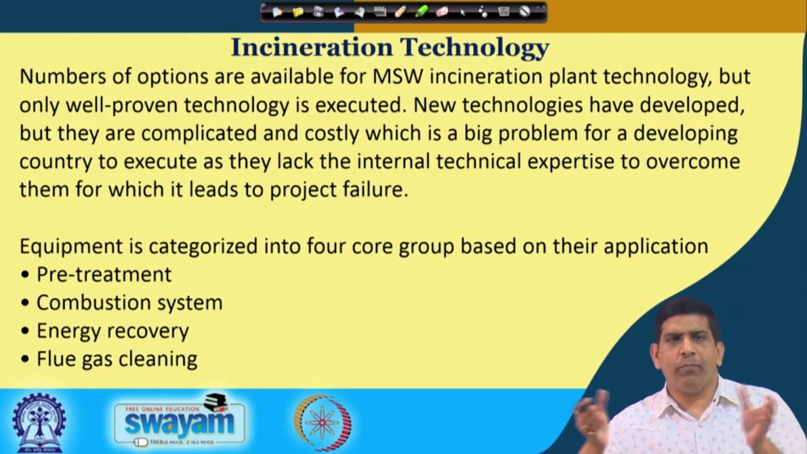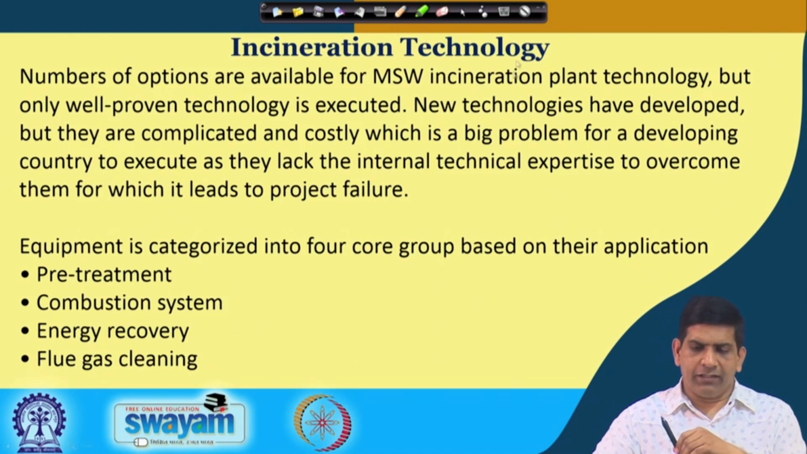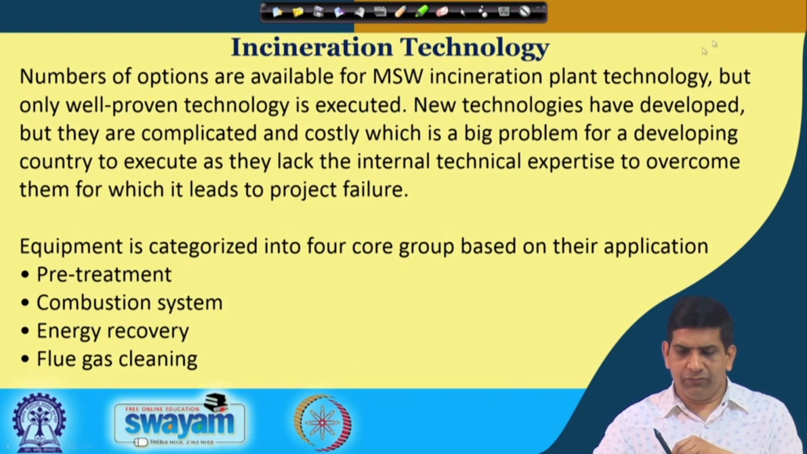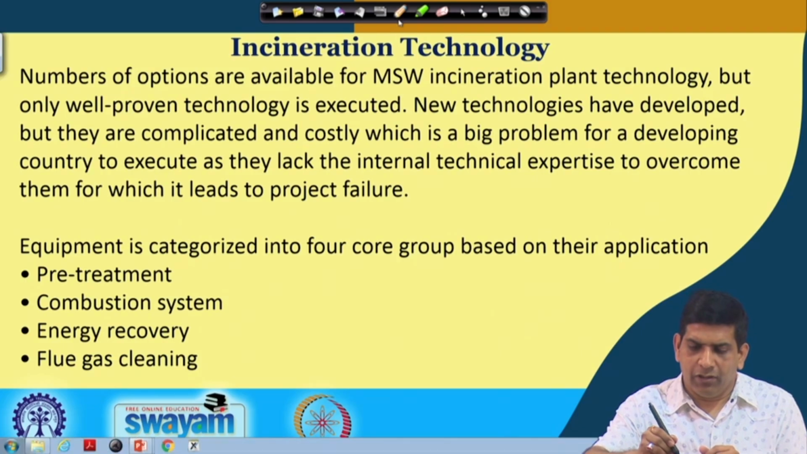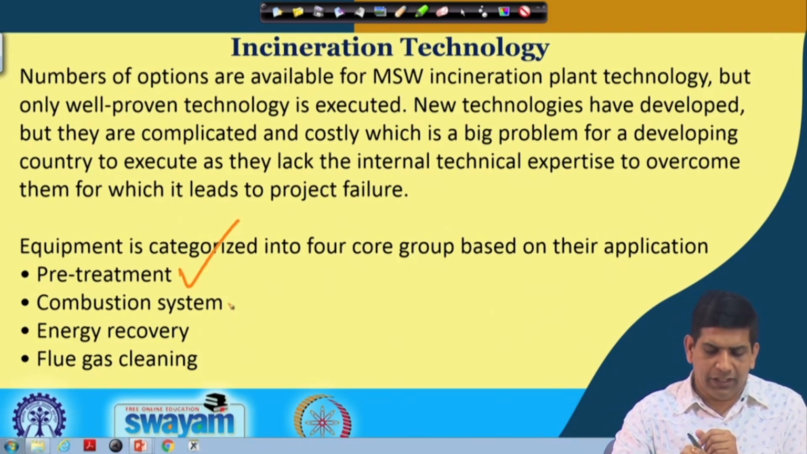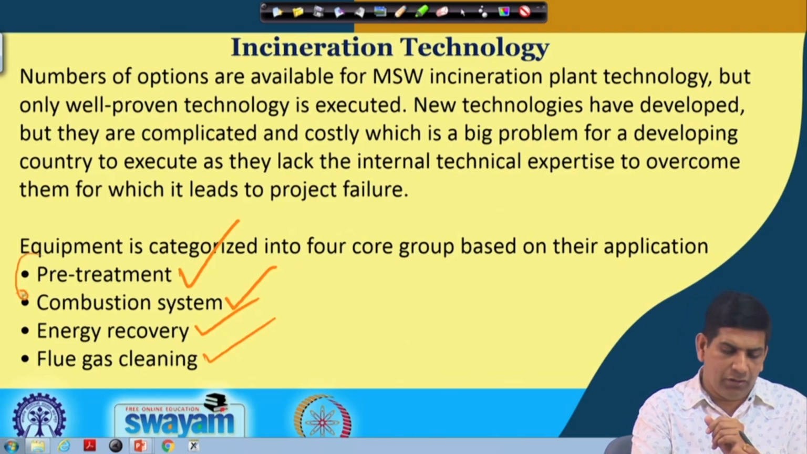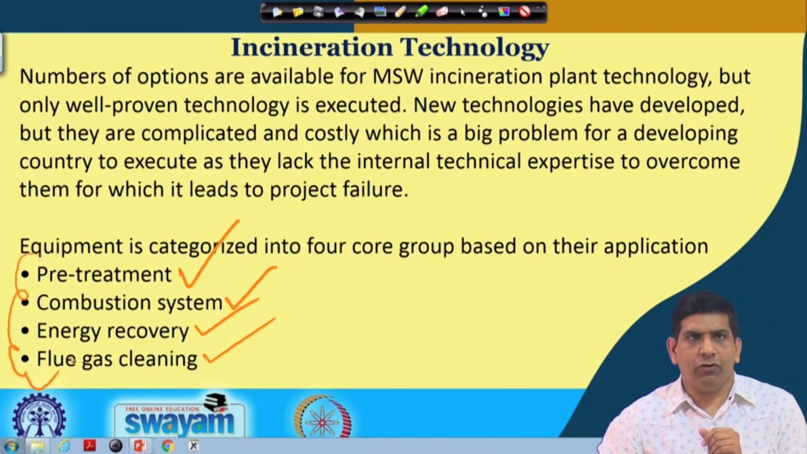If you look at the equipment in an incineration plant, there are four major components. One is pre-treatment, then you need a combustion system, an energy recovery system, and flue gas cleaning, which are the four major categories that you have to focus on. Pre-treatment means that once the waste comes in, you want to make sure it does not have any component which will create problems in the combustion chamber.